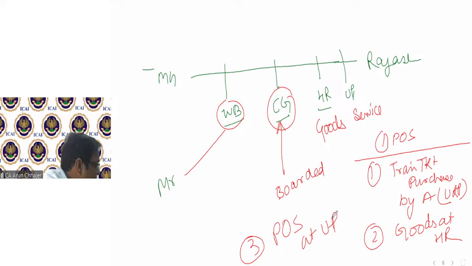Question number one, if Mr. A is unregistered, what would be the place of supply for purchase of the ticket? What would be the place of the supply for purchase of the goods? What would be the place of the supply for taken, let's say, housekeeping services? Let's say he has taken the boot polish services, or certain beauty treatment services. Let's say polish services, any services, iron services is being rendered by the train. What would be the place of the supply of that service, that goods?